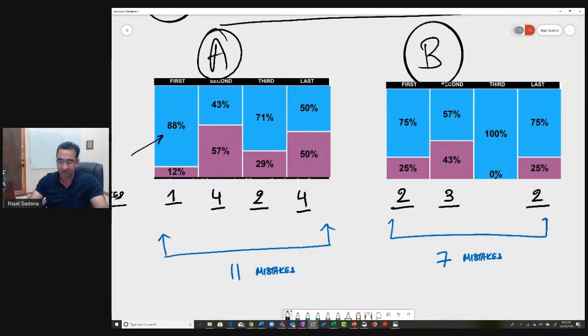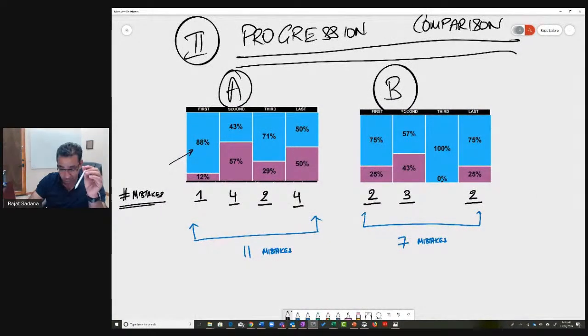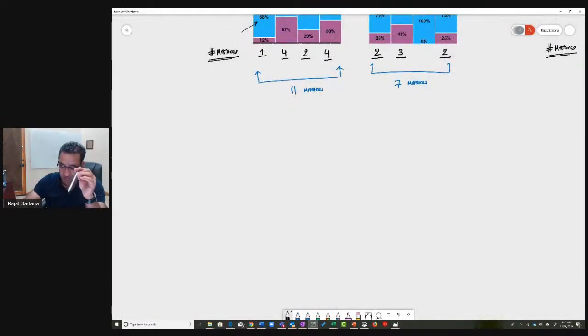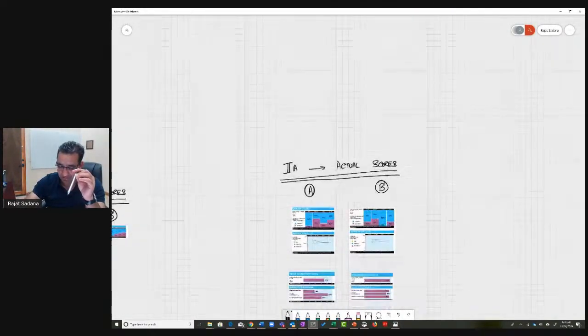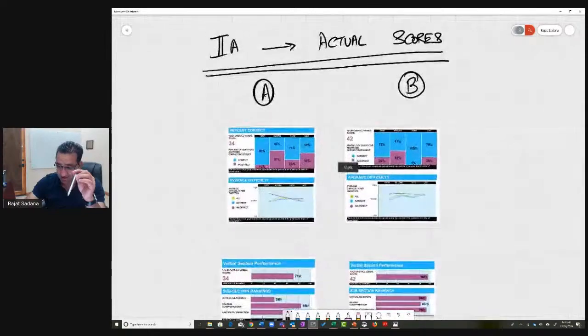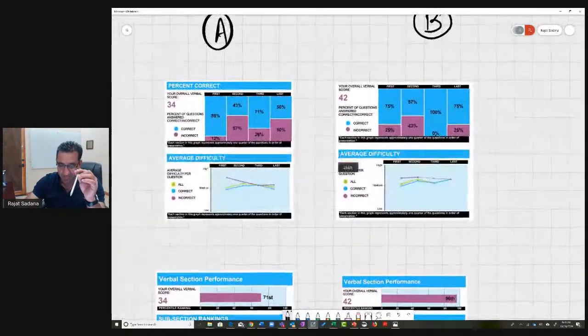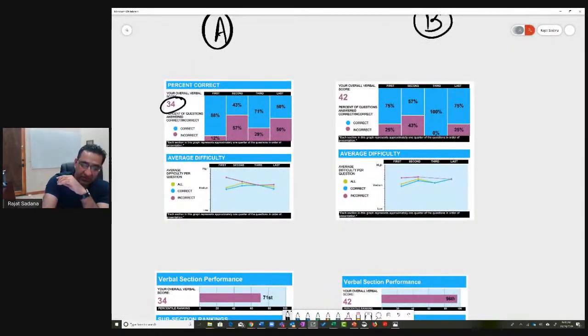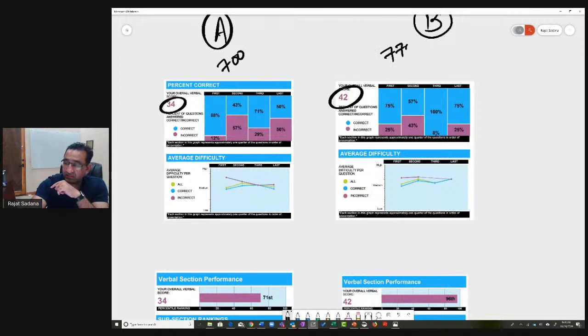Samarth is very close. This guy, probably one of the most popular debriefs of October on GMAT Club. His ESRs are there on GMAT Club. A was a 34, B was a 42. This was a 700 attempt. This was a 770. Okay, 42 is 96th percentile.